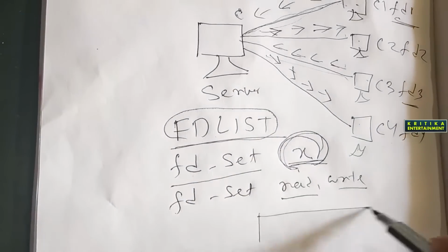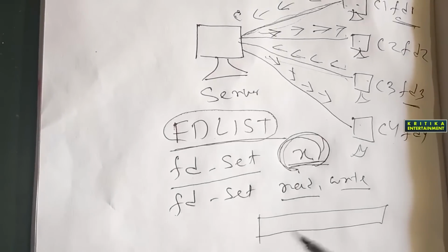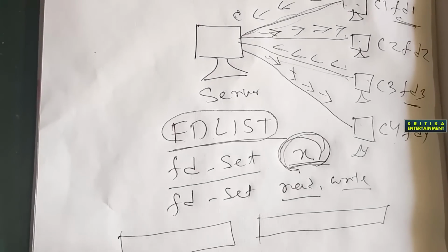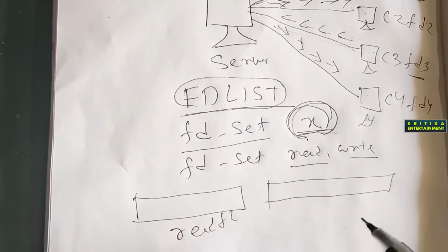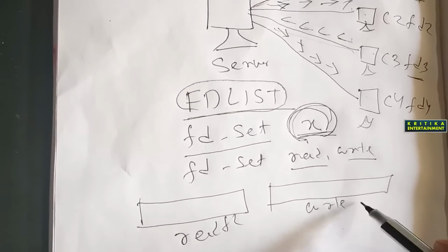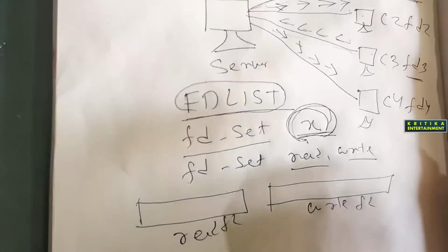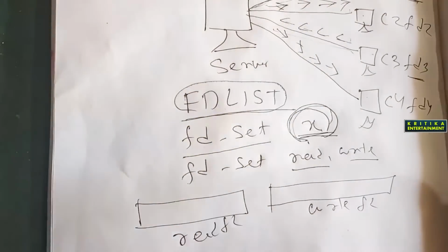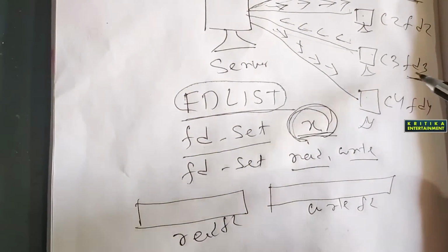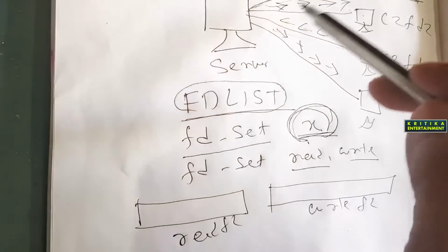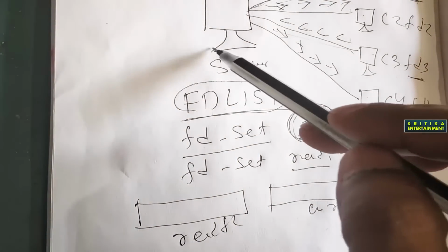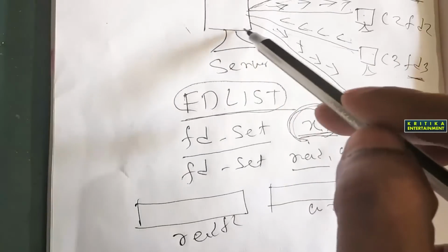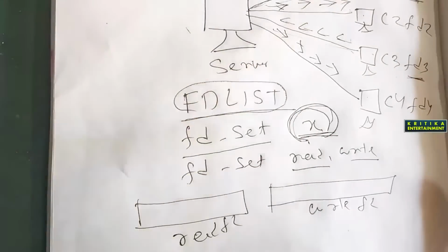So this is the read FD, and suppose this is a write FD. Suppose this is a read FD, and suppose this is a write FD. Then FD1 from C1 and FD3 from C3 are both used for reading. The server is used to read the data from C1 and C3.